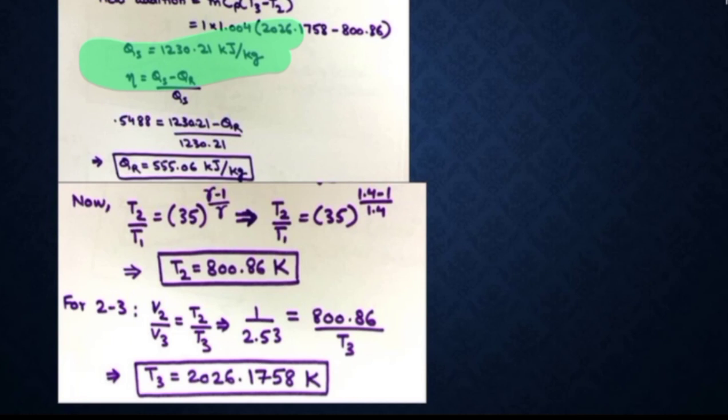The last thing which is left is heat rejection. How to calculate the heat rejection? Efficiency is heat supplied minus heat rejection upon heat supplied. Efficiency, which we have already calculated, is 0.5488. Heat supplied is 1230.21, and heat rejection would be 555.06. So these are the three answers.